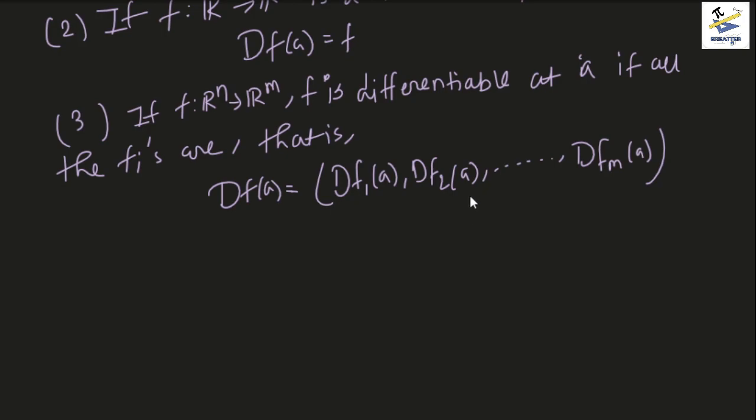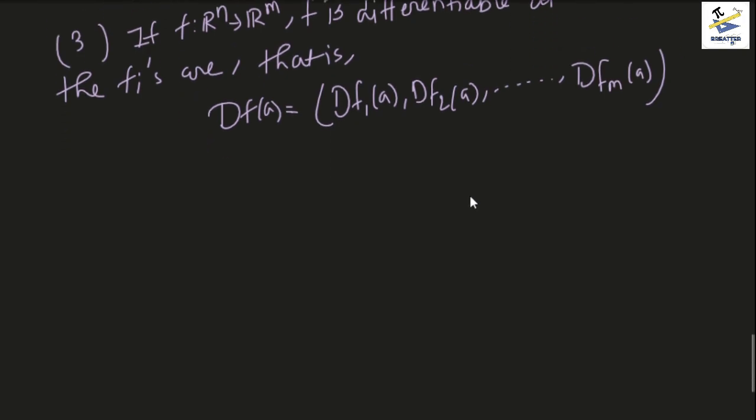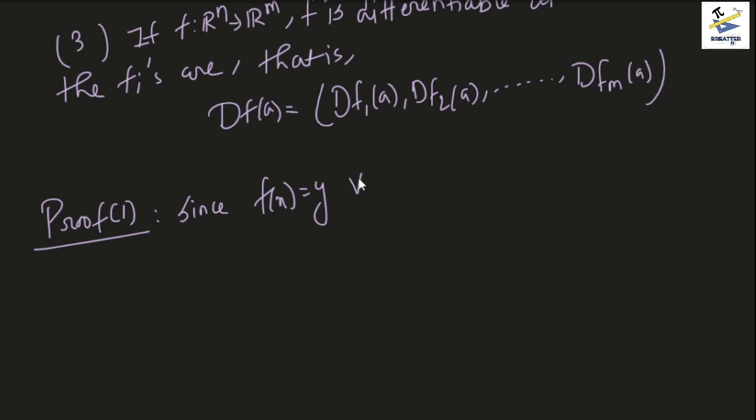Some of these things would require proof and some of them would not, because the first one seems like a pretty easy thing to do, because we can prove the first one as follows. Since f of x equals y for all x belonging to R to the power n, and we need to prove the derivative is 0, let us prove it at an arbitrary point a.